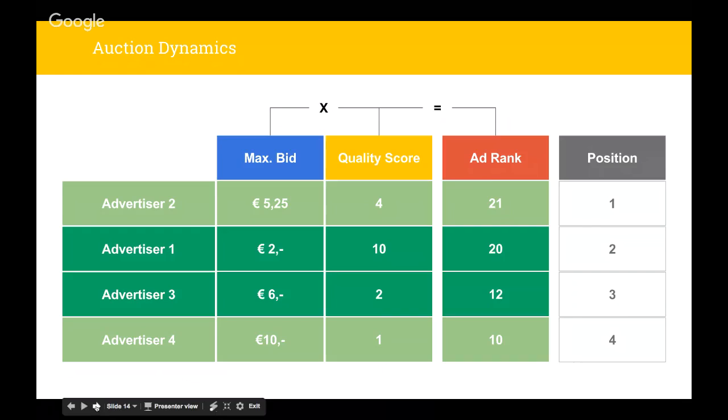So let's say that advertiser number 2 has decided they're willing to pay even more, even though they have a low quality score. As you can see in the example, it's still possible to get position 1 with a fairly low quality ad or low quality score, as long as you're willing to bid high enough. So in this case, they're able to get ad rank 21. So they're just past us, which is really bad because now they're in position number 1. So you can see that there is a relation between those two.